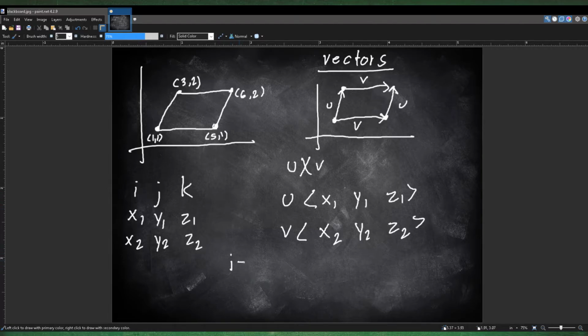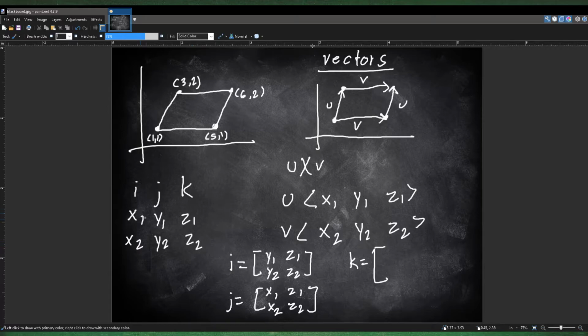So under the i, if we're solving for i, we cross out anything under it. We cross out the x, so we're just using the j and the k. So in the matrix it's y1, z1, y2, z2. That's for i. Now for the matrix of j, we cover up the y's and we do x and z. So it's x1, z1, x2, and z2. Now the matrix for k, where we cover up the z's, so we just do x and y. So it'd be x1, y1, x2, and y2.